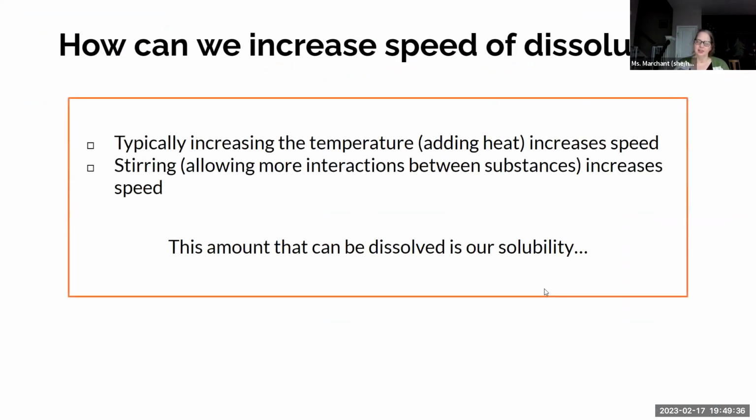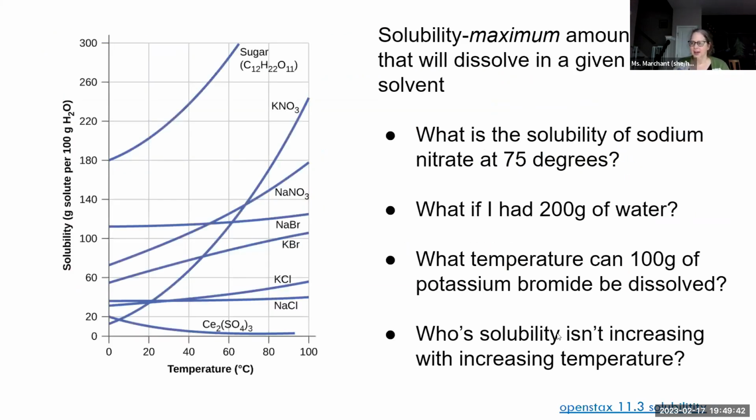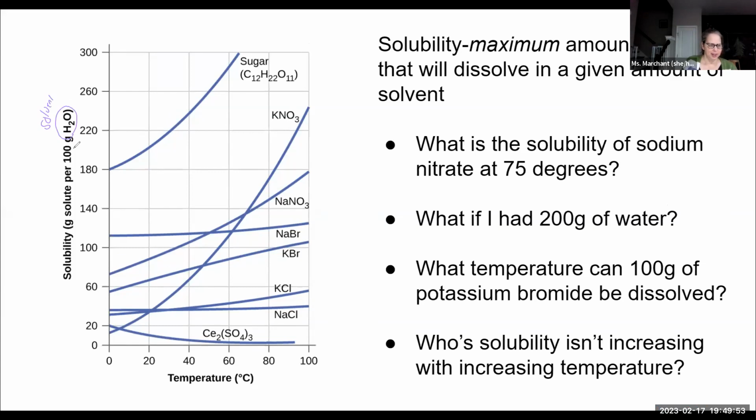Okay, and this amount that can be dissolved is determining our solubility. The maximum amount of solute that will dissolve in a given amount of solvent. So this one has the solvent of water. Again, we're putting everything in 100 grams of water. You're going to read the y-axis to find the solubility and the x-axis to find the temperature. So let's try some problems with this graph.